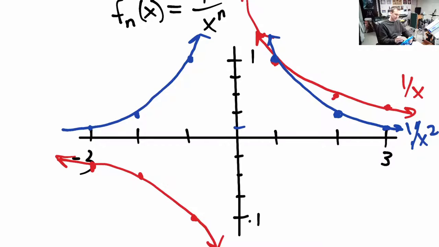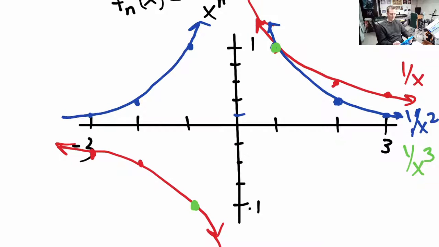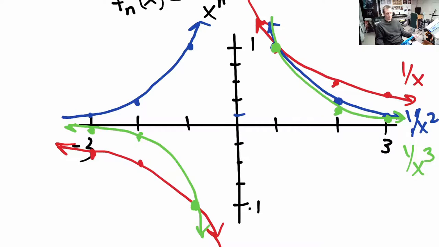Okay, let's graph 1 over x cubed in maybe green. Here we plugged in 1 and we still got 1. We plugged in negative 1 and we got negative 1. When we plugged in 2, we got 1/8. When we plugged in negative 2, we got negative 1/8. When we plugged in 3, we got 1/27, really close to the x-axis, and negative 1/27 here. So this guy, it's really steep. It gets really close to the x-axis really fast. But it looks like the 1 over x, right? It's got one piece down here and the other piece up here. That's very different from the 1 over x squared.